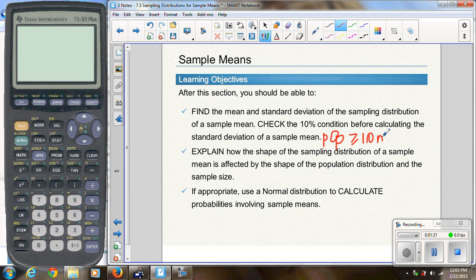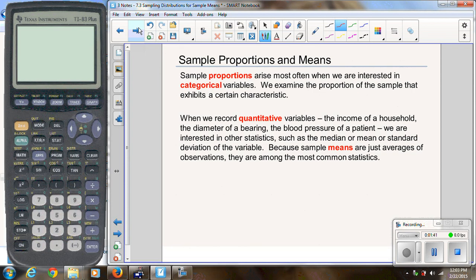We'll also talk about how the shape of the sampling distribution is going to be affected by not only the shape of the population, but also the sample size. And we've already done some investigations like this before, but it's very similar to the relationship that you saw with the sample proportion. And then finally, if it is appropriate, we'll use the normal distribution to actually calculate probabilities. Okay, so you should have some notes and some things to fill out as we go.